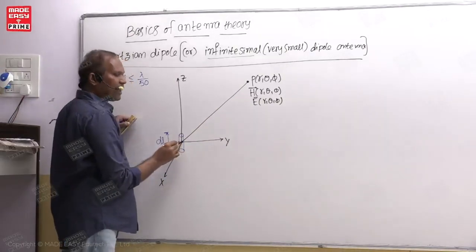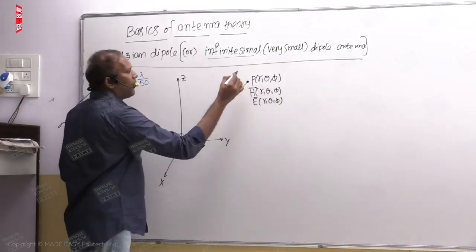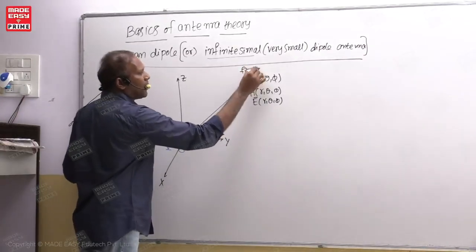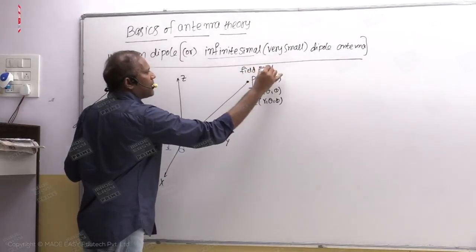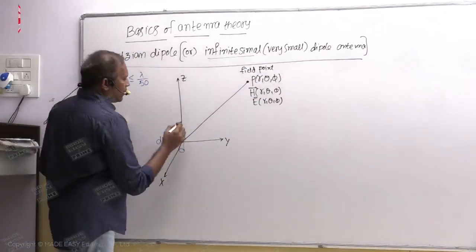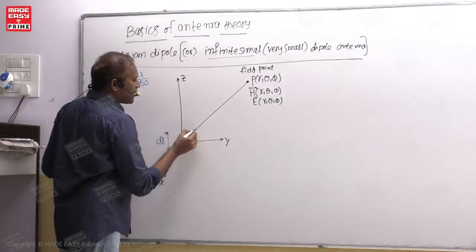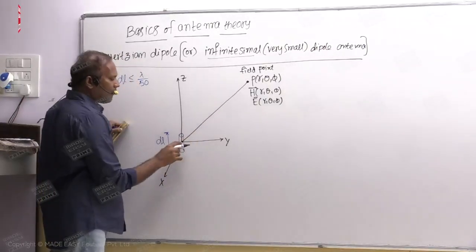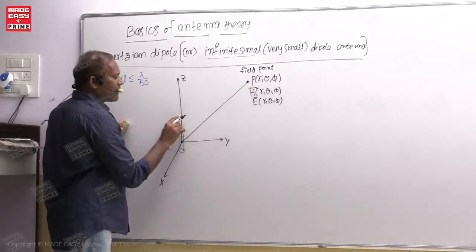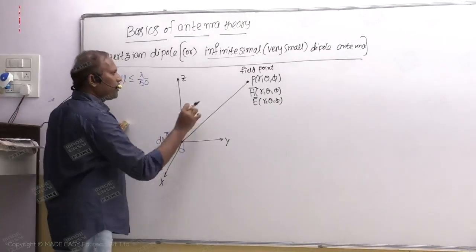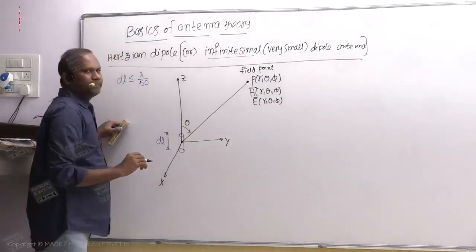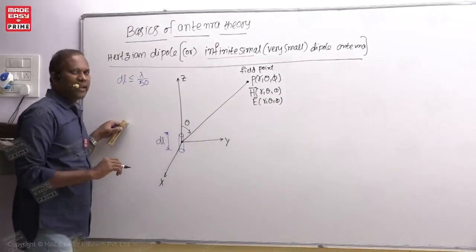The line drawn from the center of the antenna to the field point. This is called the field point. That means the location where you are measuring the field quantities. So the angle between the z axis and the line drawn from the center of the antenna to the field point, otherwise the angle between the z axis and the line drawn from origin to the field point, this angle is theta, the vertical angle or elevation angle. Elevation means height.